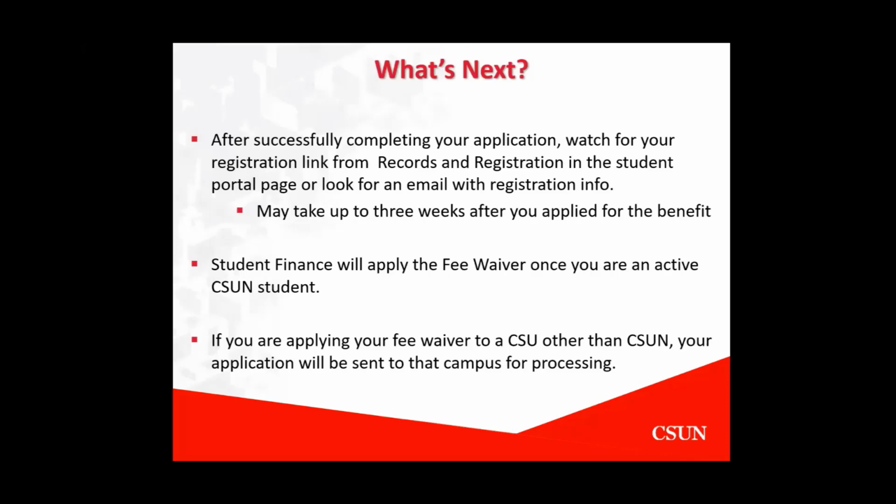What's next? After completing the application, employees can expect to see their registration date in the portal in November or December for the spring term. You will also receive an email from Records and Registration with more information about your registration date. Please be aware that this may take up to 3 weeks after you've applied for the benefit. Student Finance will then apply the appropriate waived fees amount if and when you are an active student. And if you are applying to a different CSU campus, I will send that fee waiver application to that campus accordingly.